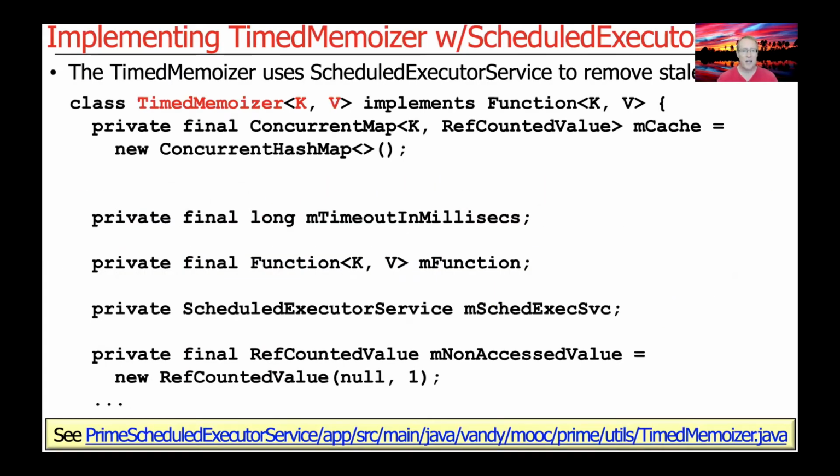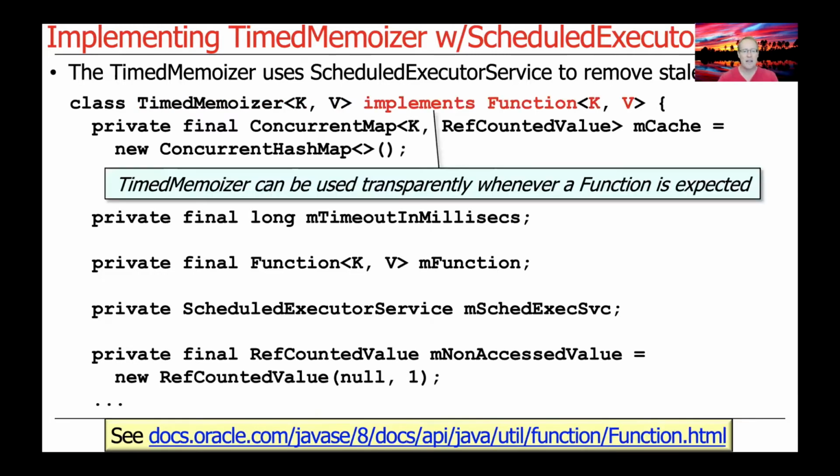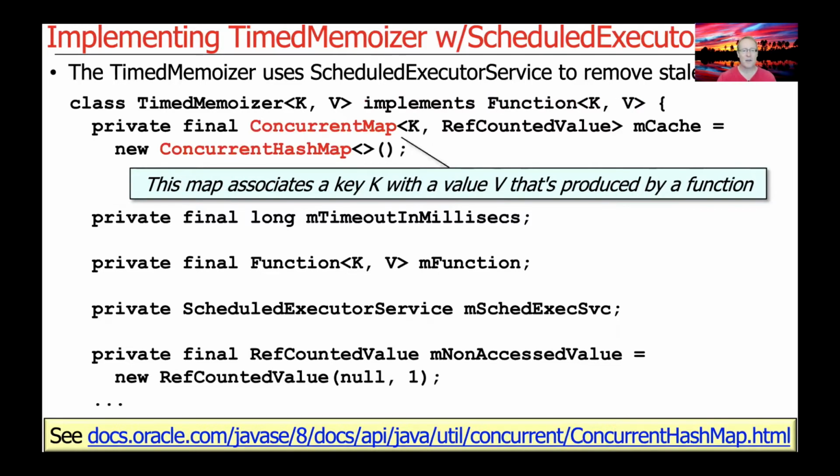As we'll see, timed memoizer is going to use the scheduled executor service to remove stale entries after the passage of a certain designated time period. Timed memoizer implements function just like Memoizer did. That way we can use a timed memoizer transparently wherever we expect a function to be used. That's the beauty of Memoizers and the way we're doing it here using Java 8 functional interfaces.